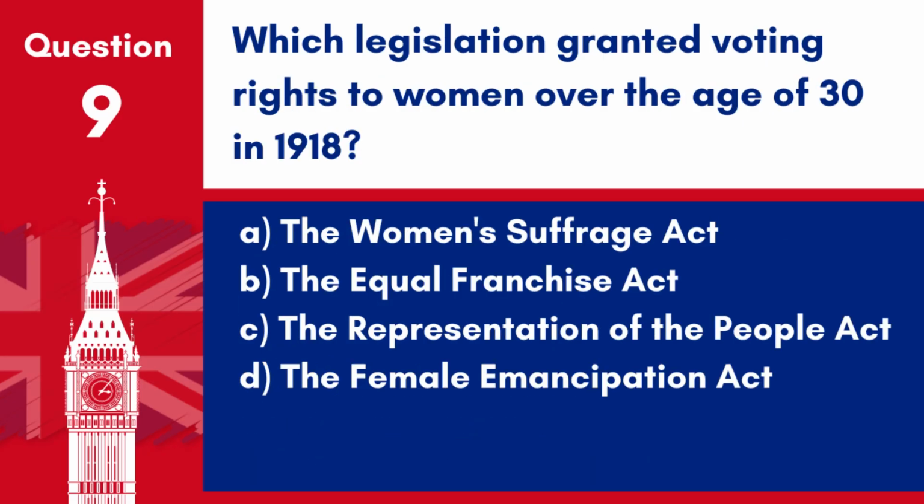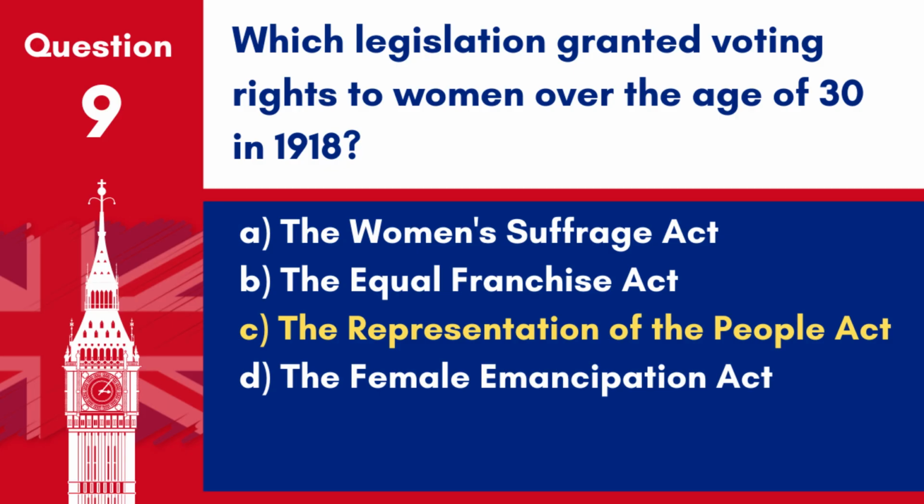Question 9. Which legislation granted voting rights to women over the age of 30 in 1918? A. The Women's Suffrage Act. B. The Equal Franchise Act. C. The Representation of the People Act. D. The Female Emancipation Act.